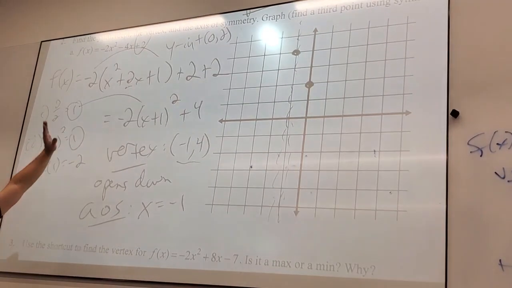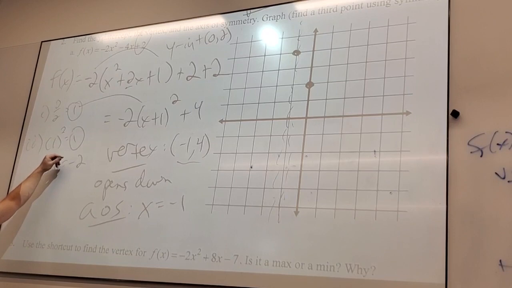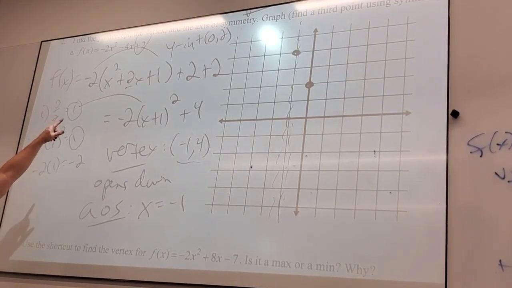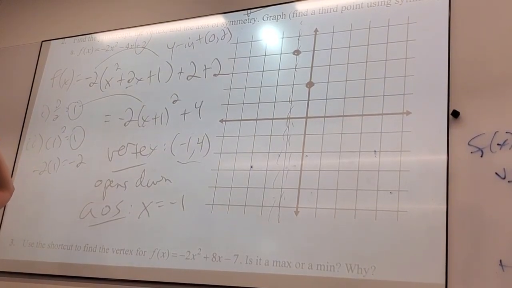So that plus 1 wasn't there. Oh, I see, that plus 2 is... okay. Took a negative 2 out, so that became a plus 2x, is that right? Yeah. Okay.